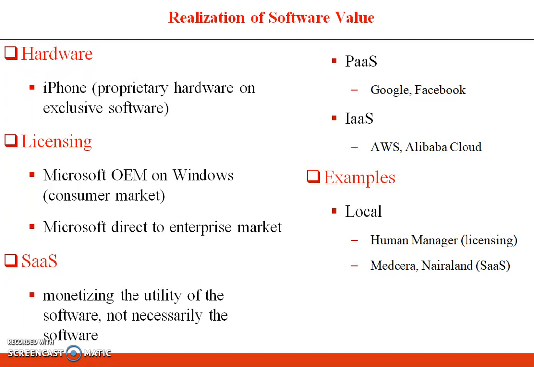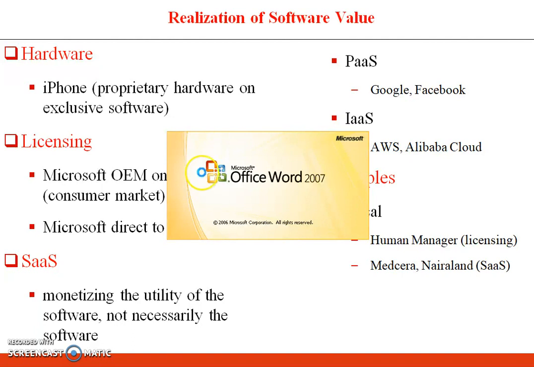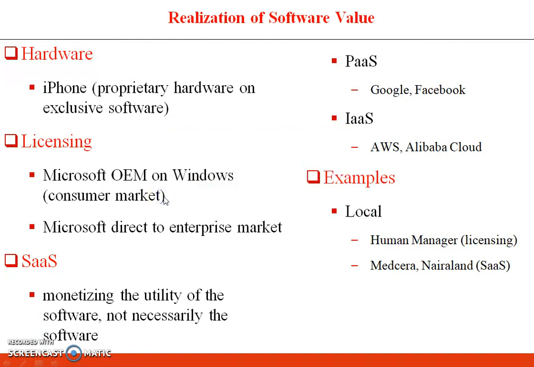When you exclude the two I have already noted, hardware and licensing, any other thing becomes SaaS. And the SaaS you are looking at here is not talking about the software itself, rather the efficiency or the utility that comes from the software itself. That is really what is being monetized here. So you are monetizing the utility of the software, not necessarily the software.